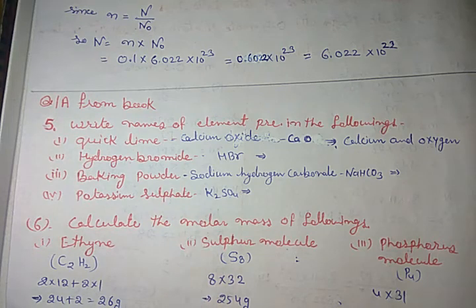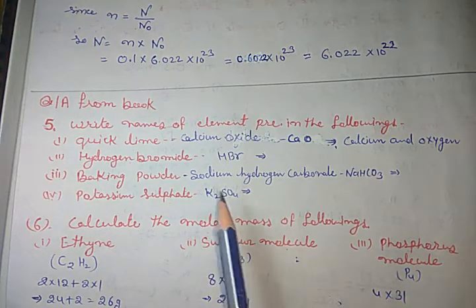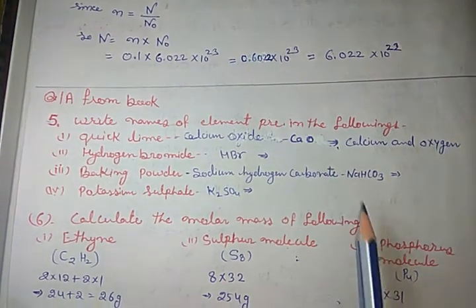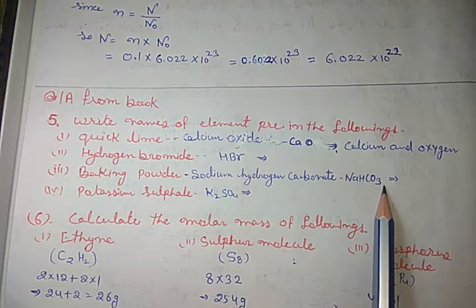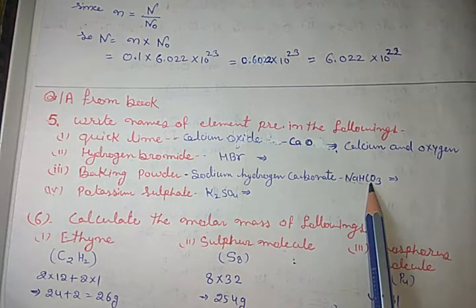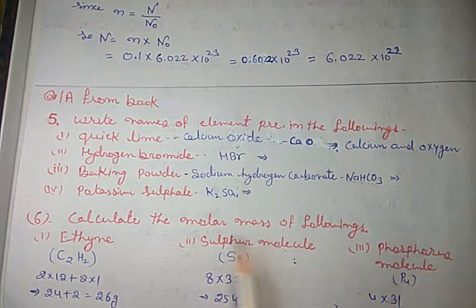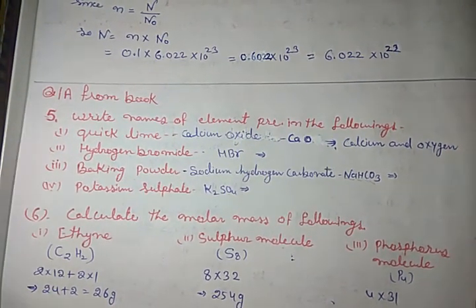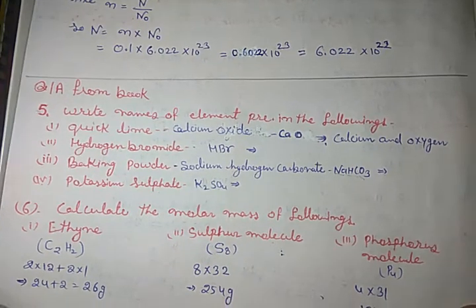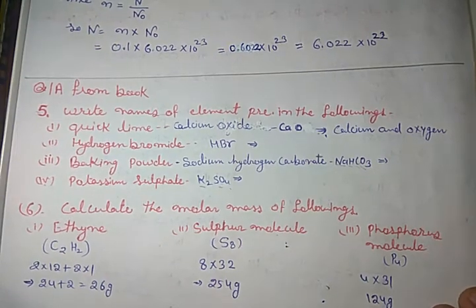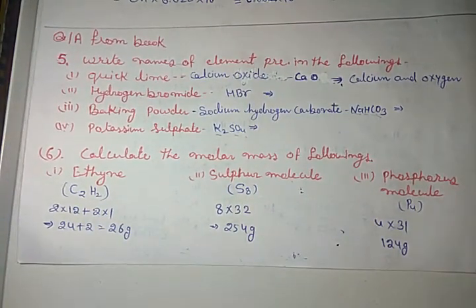Baking powder. The chemical name is sodium hydrogen carbonate, and its formula is NaHCO3. So the elements are sodium, hydrogen, carbon and oxygen. So you have to write the answer here. The fourth is potassium sulfate, K2SO4. So the elements are potassium, sulfur and oxygen. Got it? Now the sixth question, that is, calculate the molar mass of followings.